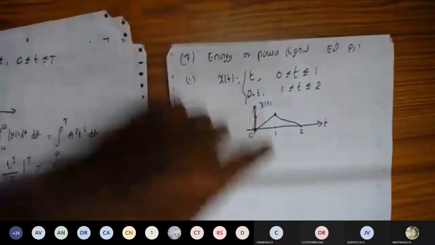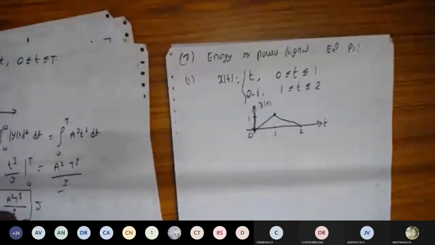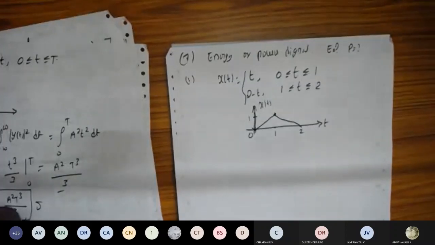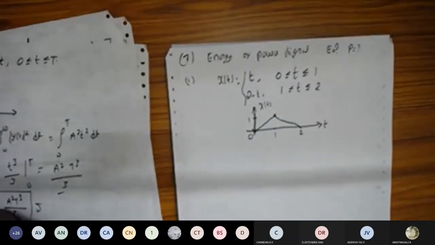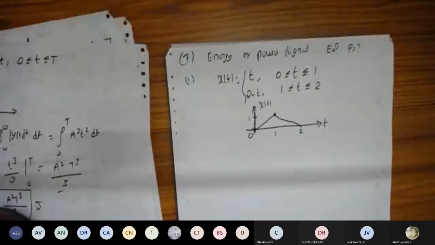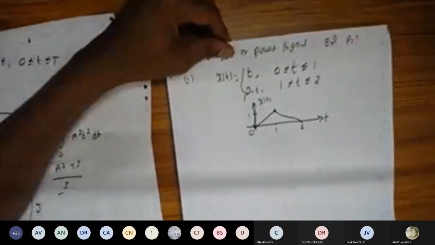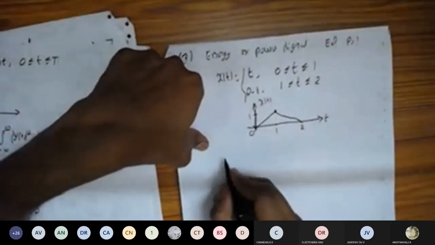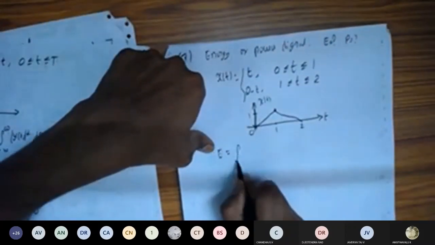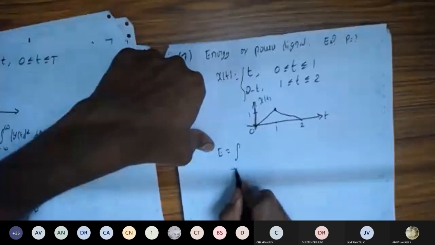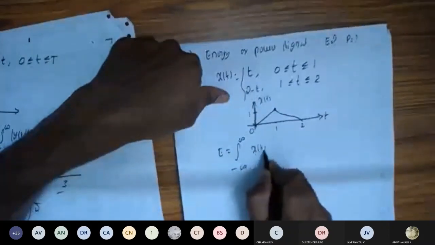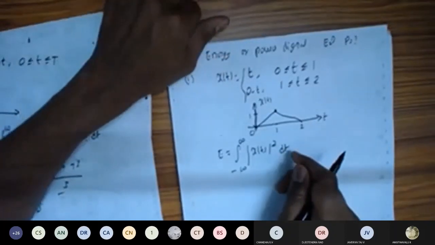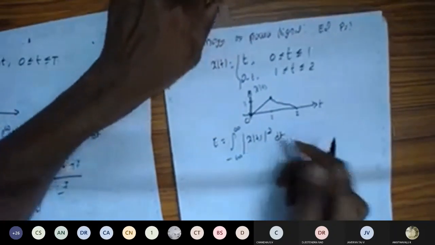Since it's a non-periodic signal, usually it will be an energy signal. Whenever the signal has finite duration, it will obviously be an energy signal. Whenever the signal is periodic, it will be a power signal. So for the non-periodic signal, we go for finding the energy. The energy of the signal is given by minus infinity to plus infinity, magnitude of x of t the whole square into dt. So write the generalized formula.